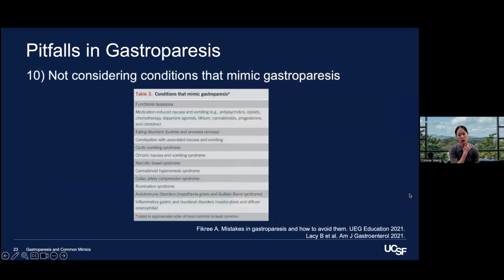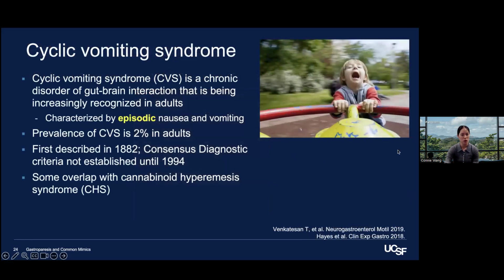And then, moving on to the last pitfall or common mistake: not considering conditions that can commonly mimic gastroparesis. This is a list of common conditions to think about, and I'll highlight a few in the next few slides. One I wanted to talk about is cyclic vomiting syndrome. This is a chronic disorder of gut-brain interaction that's being increasingly recognized in adults. It was always pretty well known in the pediatric population, but is now being recognized in adults. It's characterized by episodic symptoms of nausea and vomiting predominantly.